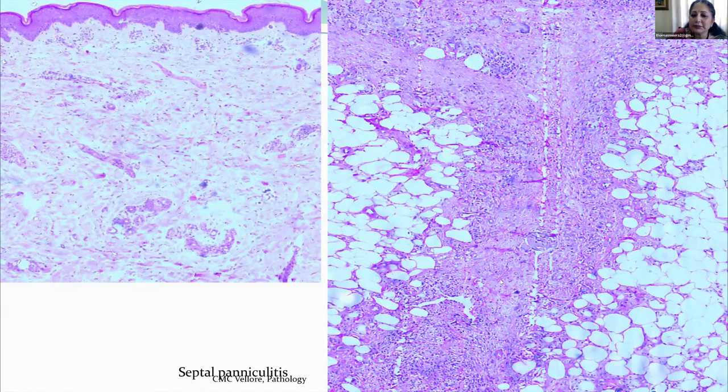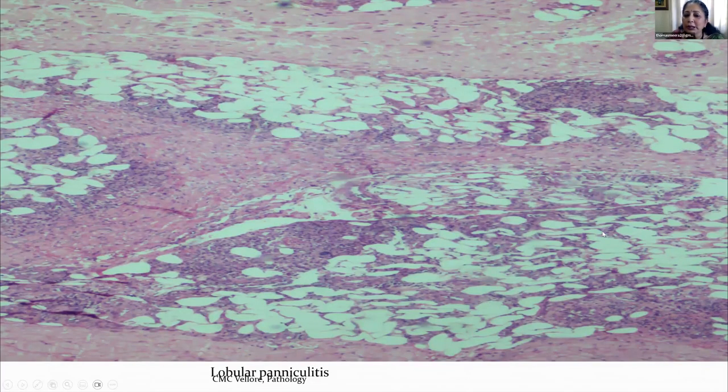Now look at this. Here, you have predominantly the lobule that is involved, except that there's a little bit of inflammation also at the septolobular junction. Very rarely do you get a pure lobular or a pure septal panniculitis. Usually it's a mix of both septal and lobular that we usually see.